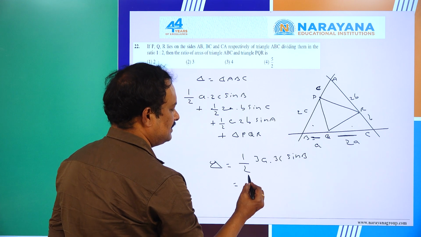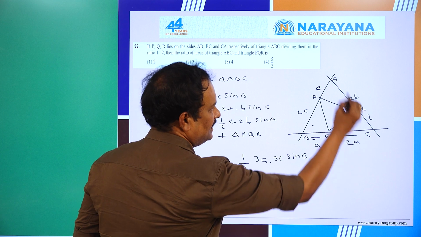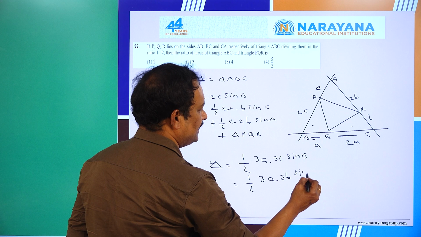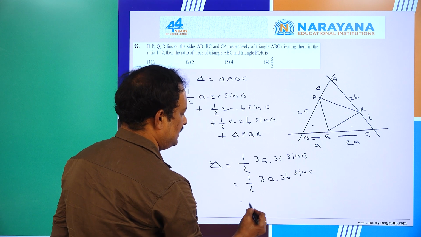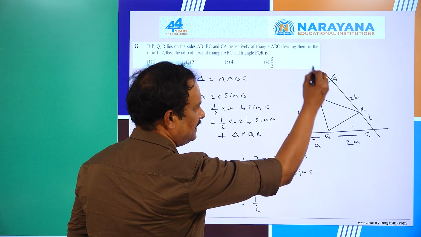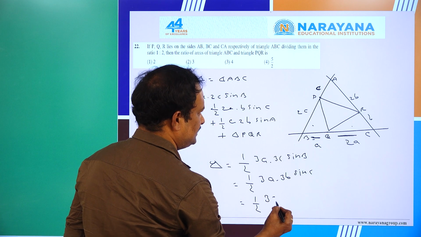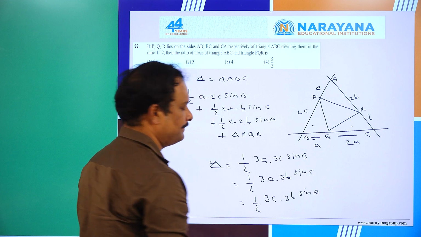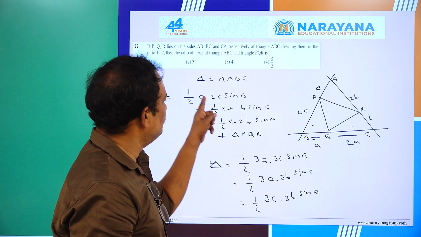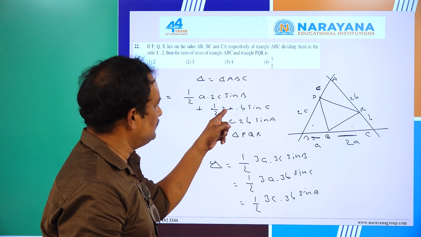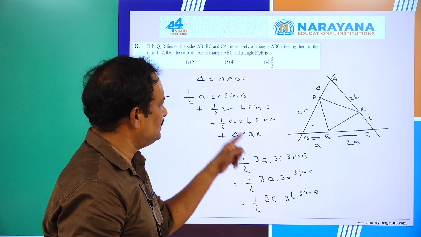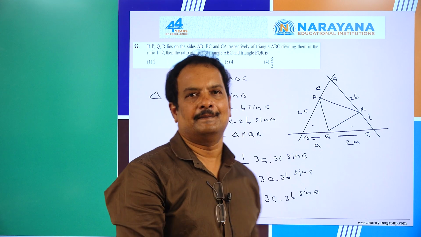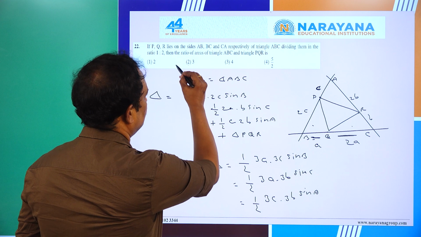Similarly the same thing can also be taken as half into this length and that length, that is 3A into 3B into sine of the angle between them. Next, the same area is also equal to half into this length and that length, that is 3C into 3B into sine of the angle between those two sides, sine A. So whatever is AC you can substitute here. Similarly the AB value you have to substitute here. Similarly the BC value you have to substitute here. Then the PQR area will be in terms of delta. So when you find this ratio, it will be 3.